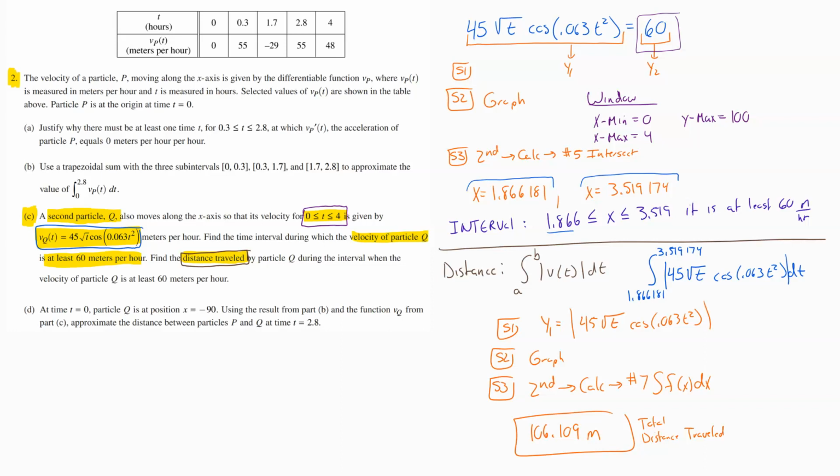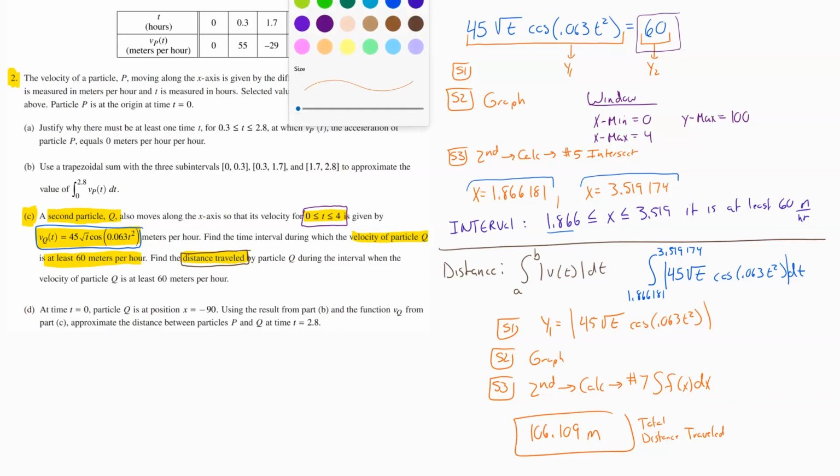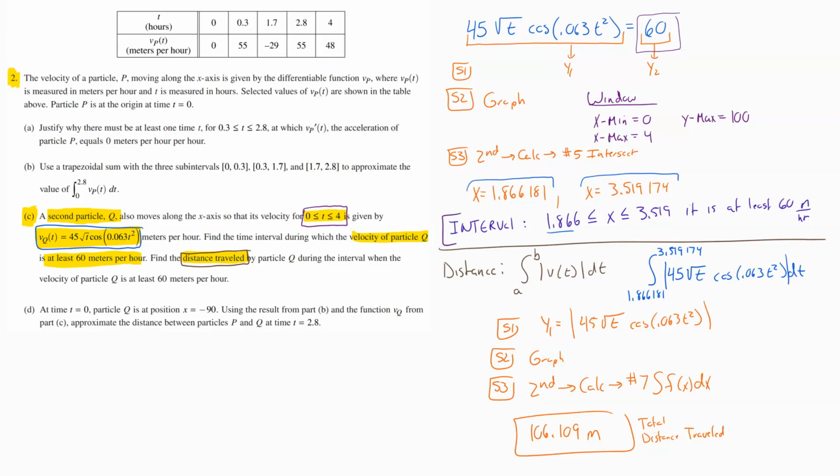This problem would have ended up being 3 points. We would have gotten 1 point off of here for getting our interval correct. We would have gotten 1 point off of here for setting up the proper definite integral. And then we would have gotten 1 point for getting out that final answer.